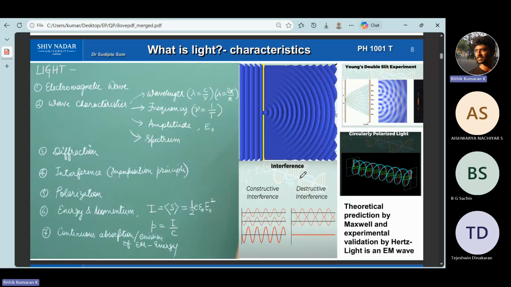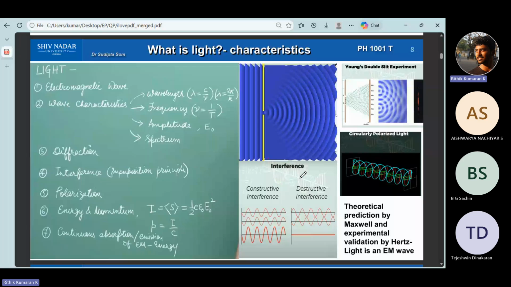Then it should follow diffraction. What is diffraction? The bending of light around corners or edges. As you can see in Young's double slit experiment, the light will bend, so it should show the property of diffraction. Next is interference. Interference operates on the principle of superposition, where two different waves can combine and form a higher crest, which is constructive, or cancel out, which is destructive. So it should form constructive and destructive patterns to follow the superposition principle.